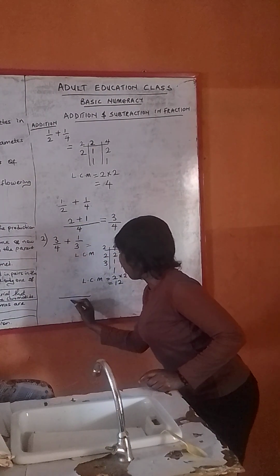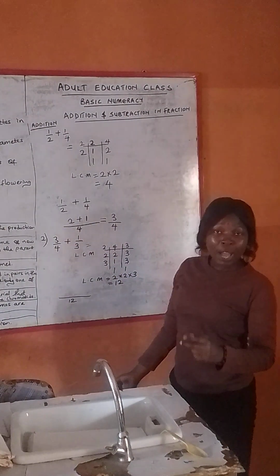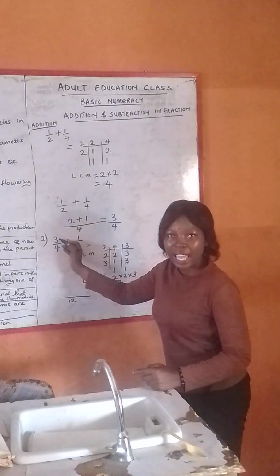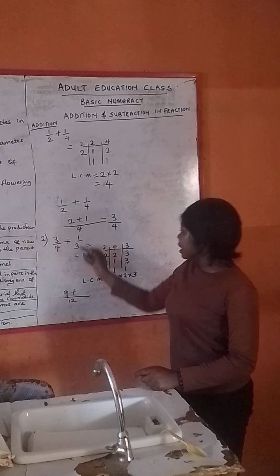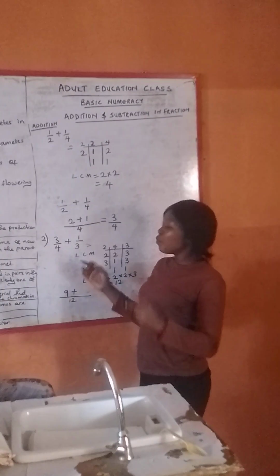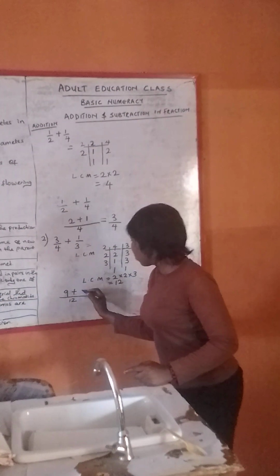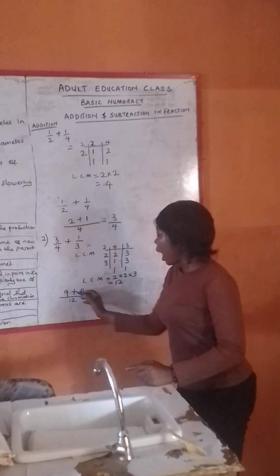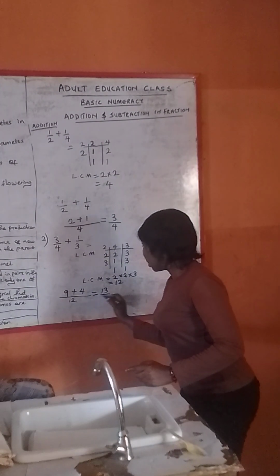All you do is bring 12 down. How many times can 4 divide 12? 4 can divide 12 in 3 times. That 3 multiplied by 3 here will be 9. Plus, how many times can 3 divide 12? 3 can divide 12 in 4 times. 4 times 1 here will be 4. With this, you just add your answers. 9 plus 4 is 13 over 12.